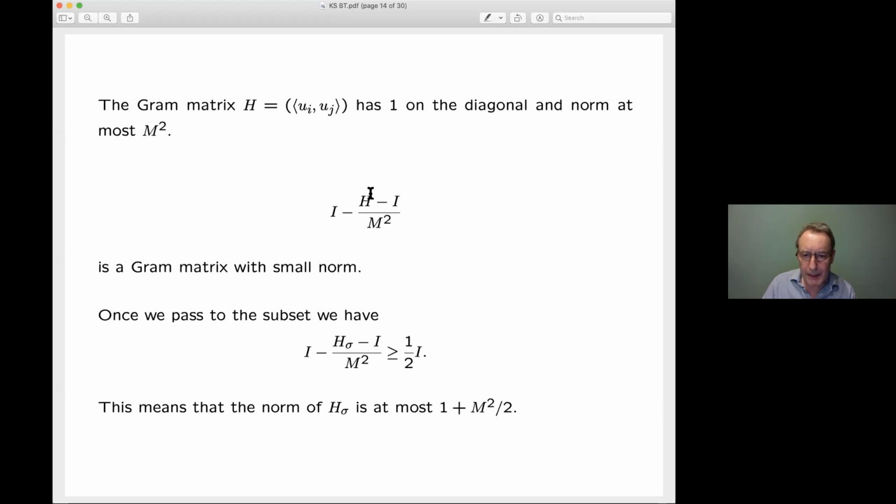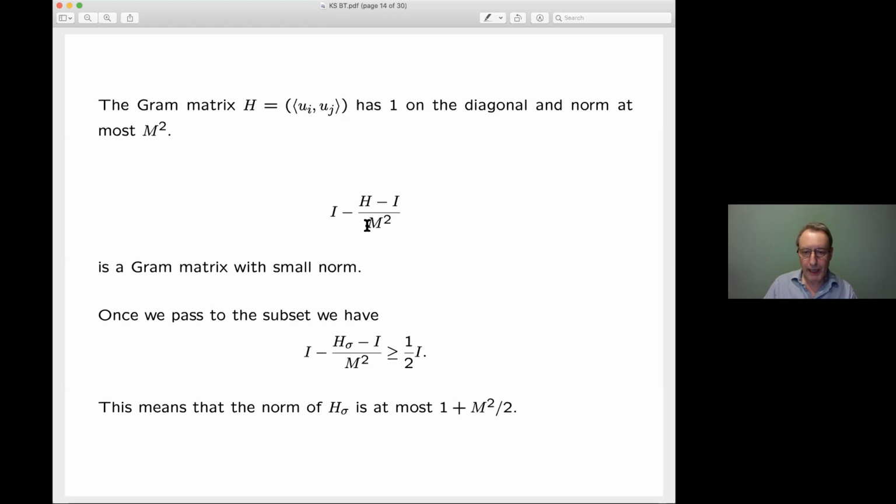Now I've done it slightly differently here. I've removed the identity, and what that does is guarantee that the new matrix here actually has 1s on the diagonal again. So it is a Gram matrix in the same sense I'm talking about. It's the matrix of unit vectors, and it's positive semi-definite.